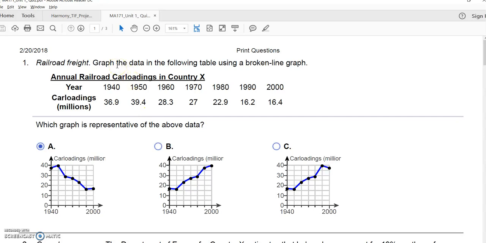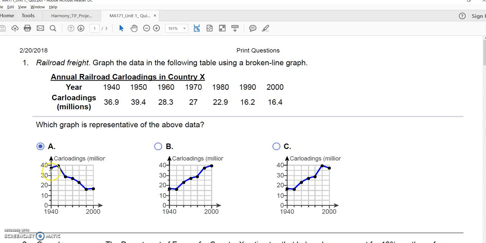So here on this first question, we have this data set of number of car loadings across years, from 1940 all the way to 2000 in 10-year increments. Which one of these graphs represents this data? You can approach this by looking at where the data starts. It starts with 1940, and the value in 1940 is 36.9. So you look at this graph, 1940, it should start at 36.9.